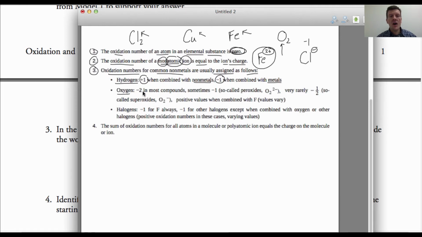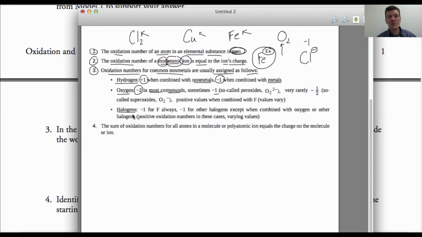Oxygen always is going to be a -2. Now I say always, but of course there are exceptions. So in most compounds it is a -2. All right? There are exceptions and those will appear, and you can read about those down here in the exceptions.